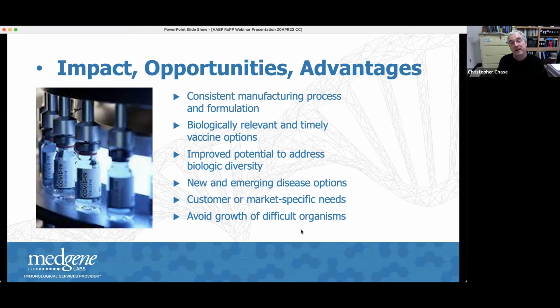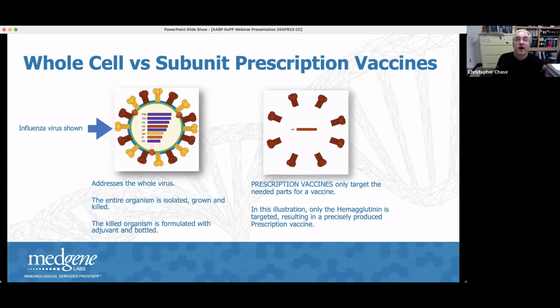The other thing is that because we're only looking at a piece of a gene, and some of these viruses and other organisms are difficult to grow, all we need to do is determine the piece of the genome that we're interested in and express that. Now, the other thing, as you compare them to a whole cell or whole organism versus a subunit prescription vaccine, is that when we're using the whole killed organism or a whole organism, the immune system is directed against all of the proteins.